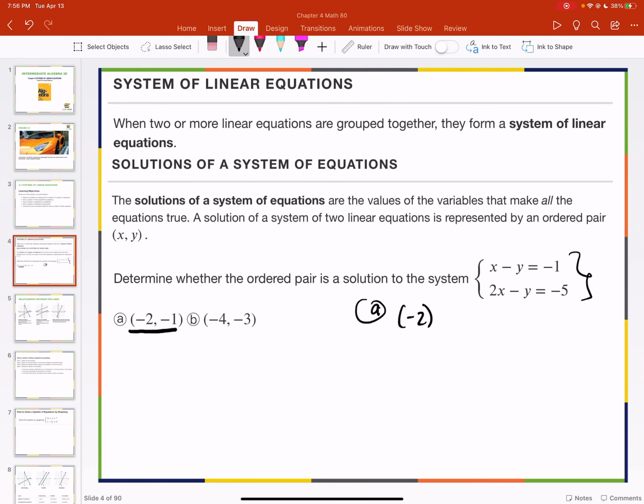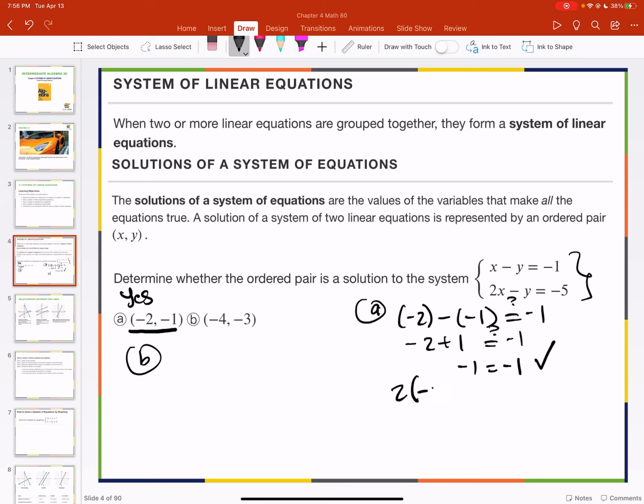So you would do -2 minus -1, and is that equal to -1? So we have -2 plus 1. Is that equal to -1? And yes, it is. -1 does equal that. So then we say, yes, it's a solution. So what about B? That's a solution for the first one, but we need to also do the second one, sorry.